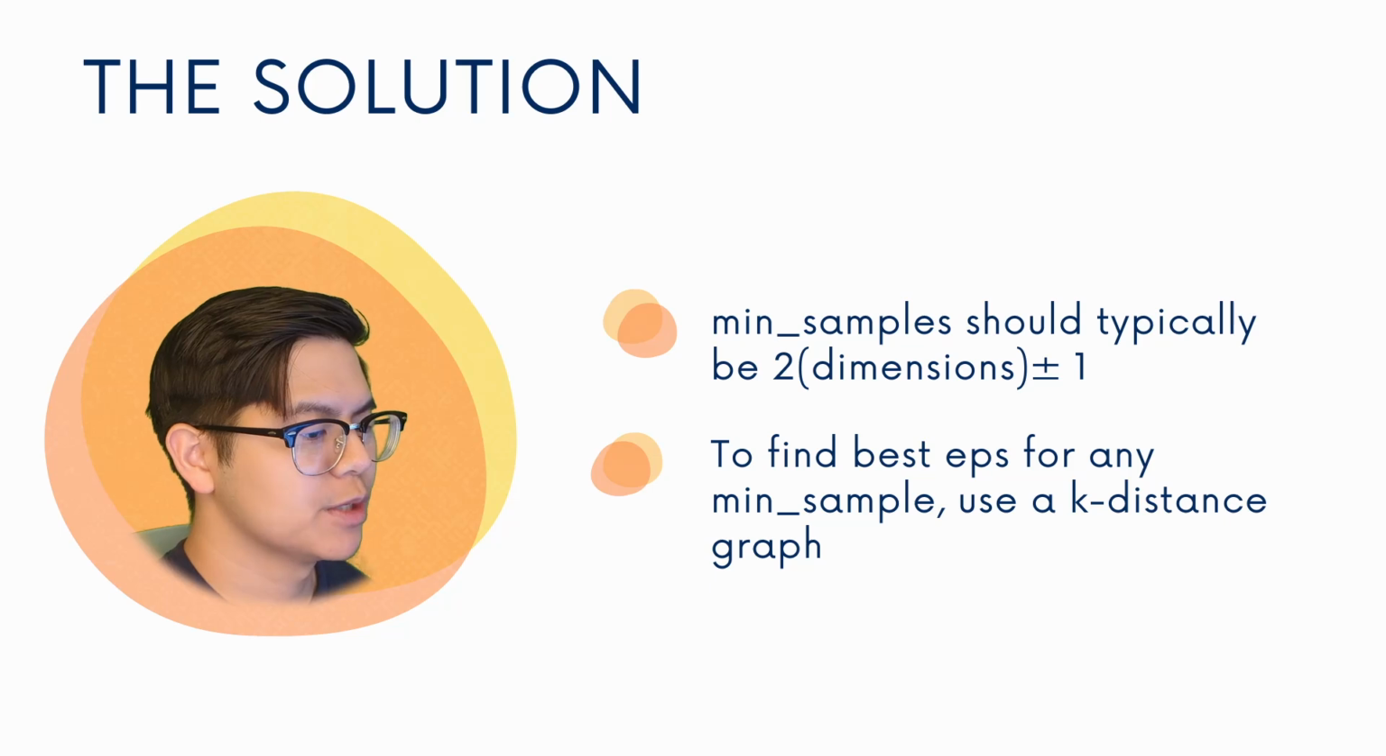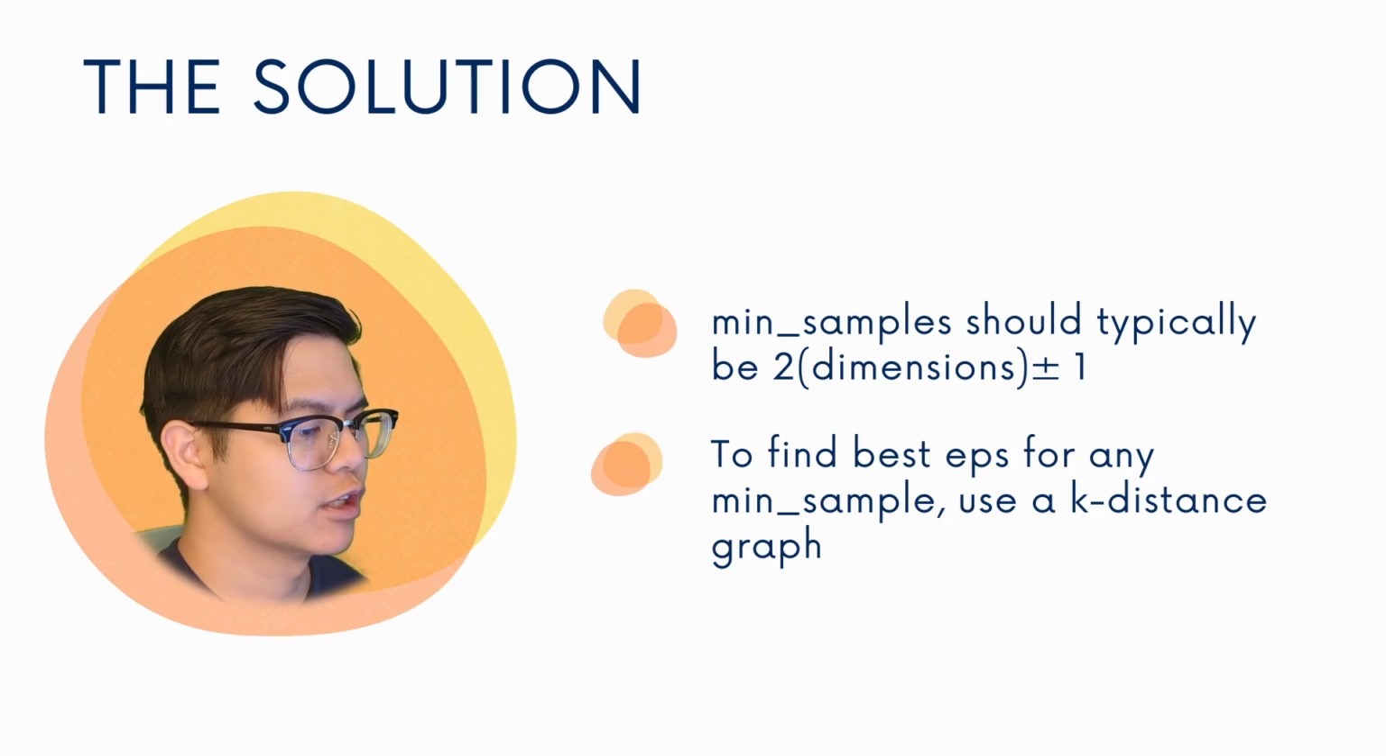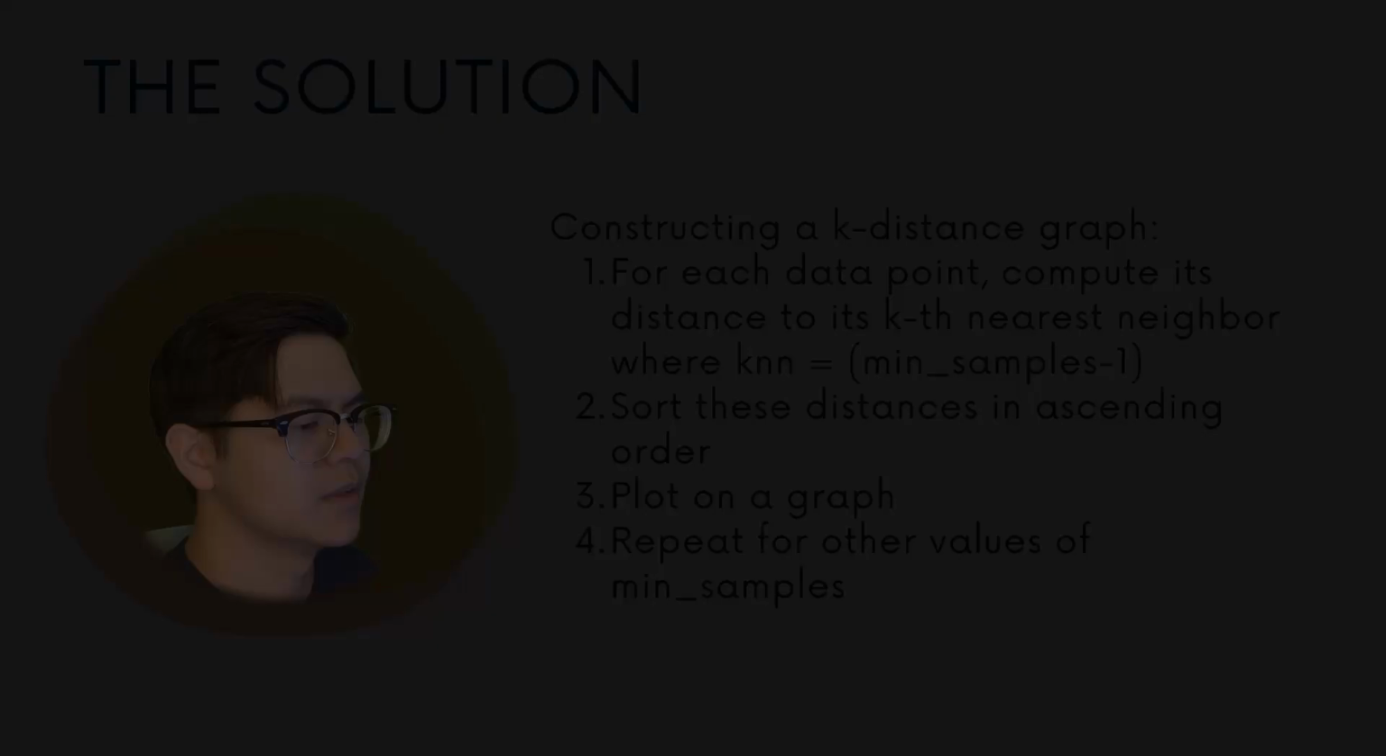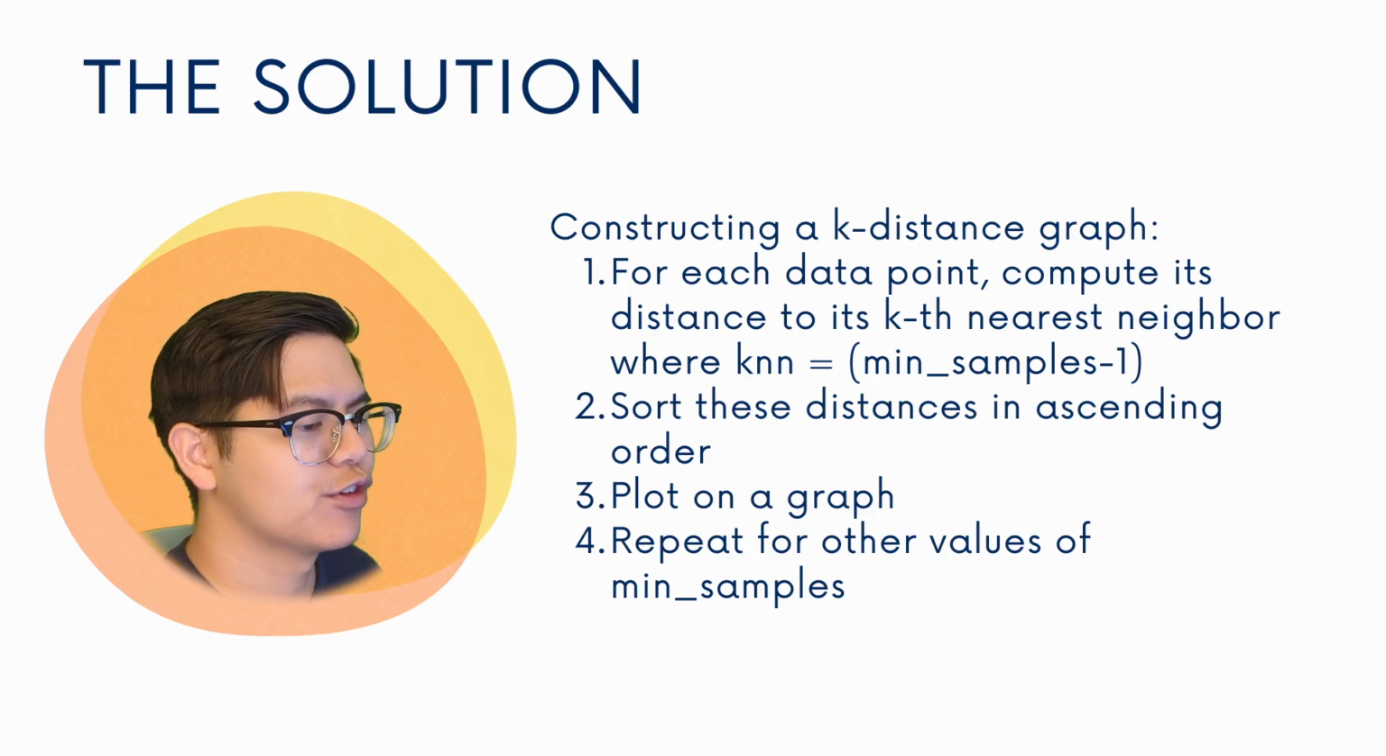Min samples should be 2 multiplied by the number of dimensions, plus minus 1. For each min sample, we can use a k-distance graph to find its corresponding eps. To construct a k-distance graph, we first compute the kth nearest neighbor for each data point. In this case, k is equal to min samples minus 1.